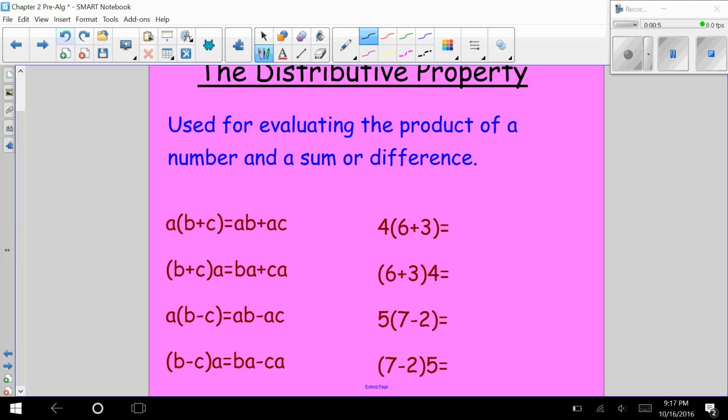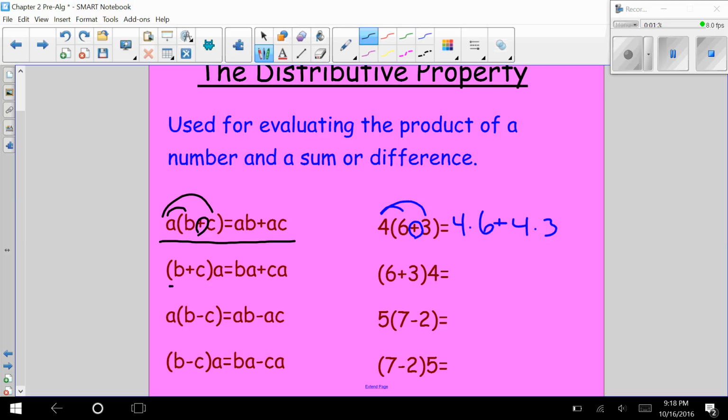Let's look at our first case. It says A times B plus C equals AB plus AC. Basically, we take a number in the front, we give it to the first thing, and we give it to the second thing in the parentheses. In between the two goes that plus sign that's inside my parentheses. So we're multiplying A times B and A times C and separating it with a plus. So my example over here on the right, 4 times 6 is the first part, 4 times 3 is the second part. There's a plus in the middle, so a plus goes in the middle.